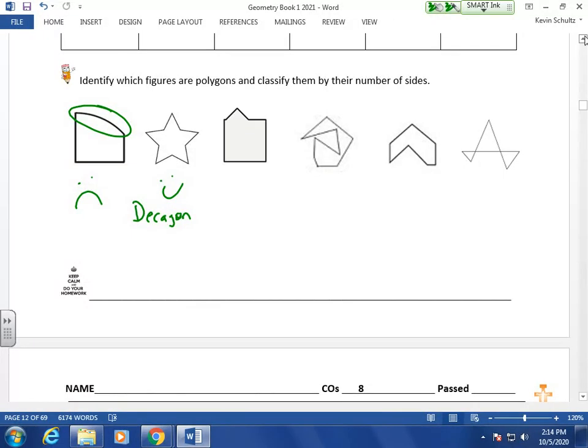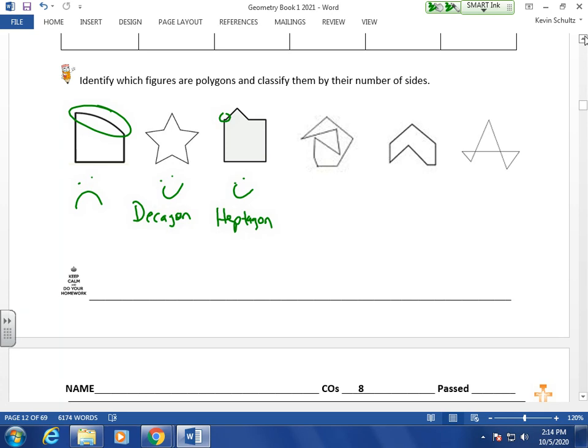Next one, yay or nay? Yay. What would you classify it as? Heptagon? Yeah, there's a little piece there. It's not meant to trick you or trap you. If you call it a hexagon, that's fine too. But it does kind of slide over ever so slightly.